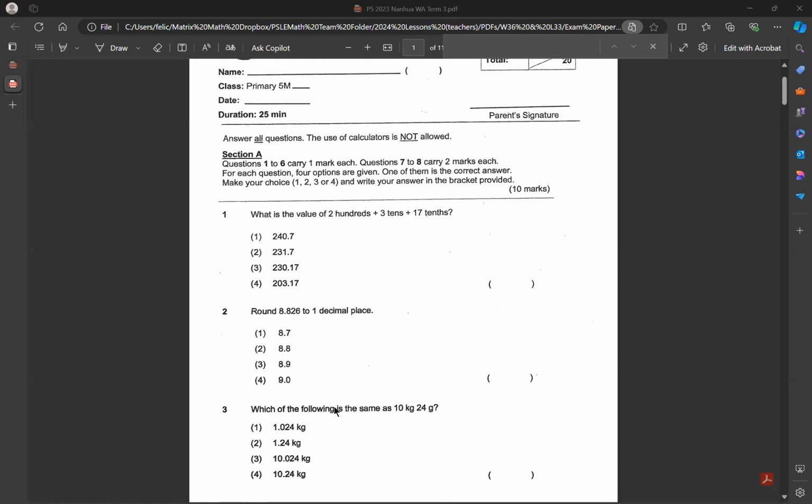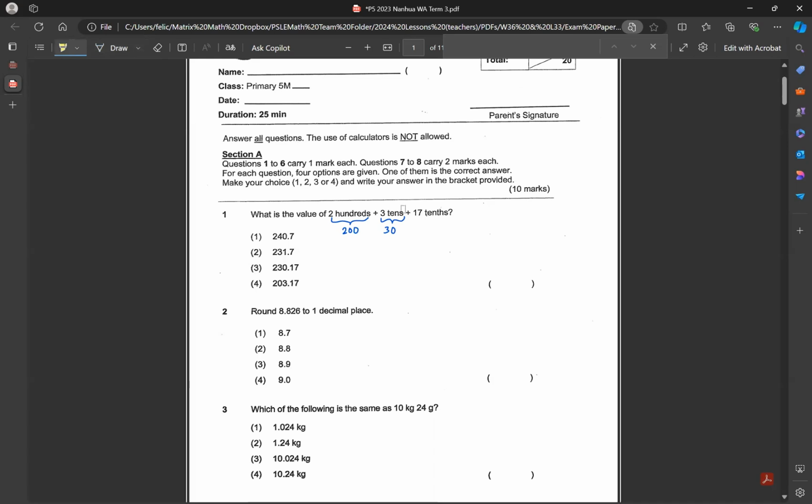Question 1. What is the value of 200 plus 3 tenths plus 17 tenths? So 200s first, let's figure that out. 200 will simply be 200. All right, 3 tenths, it's just a 30.